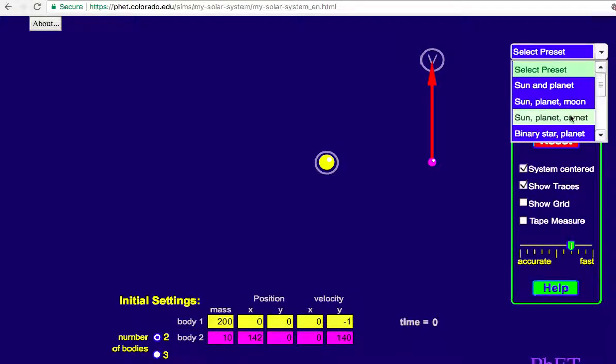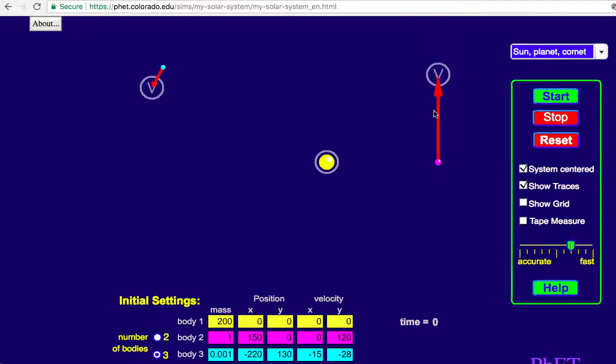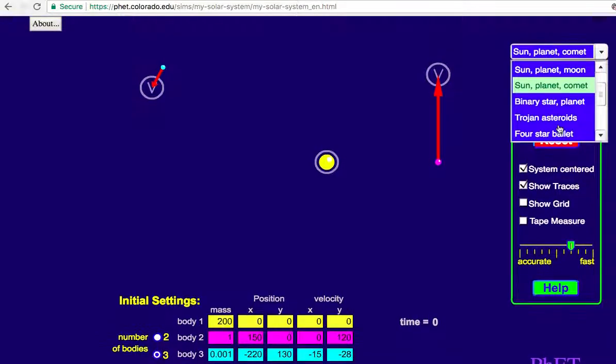I must have meant Sun, Planet, and Comet. I said Sun, Moon, and Comet. Is that an option? No, this is fine.